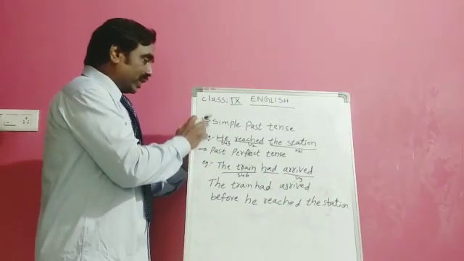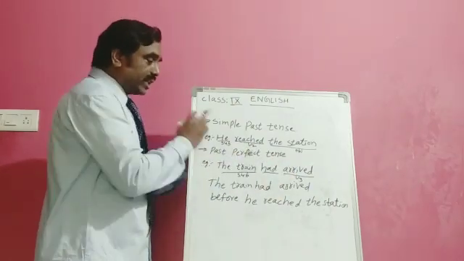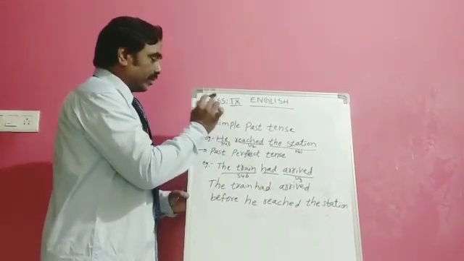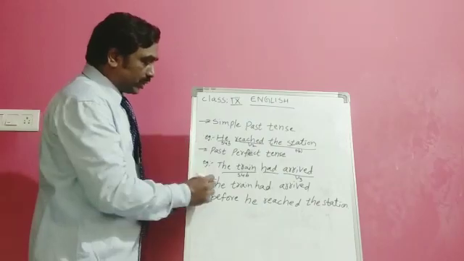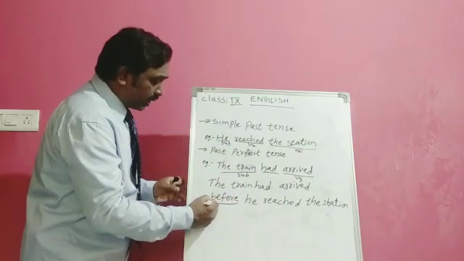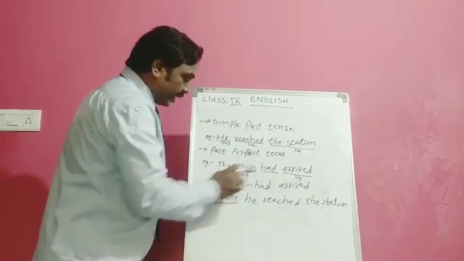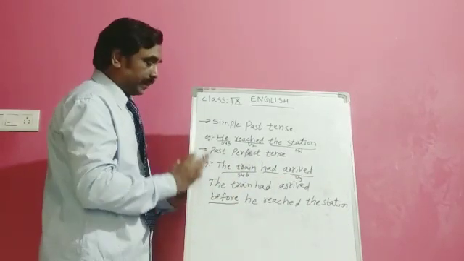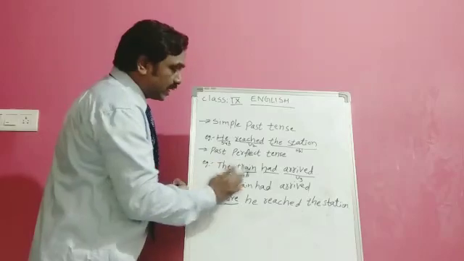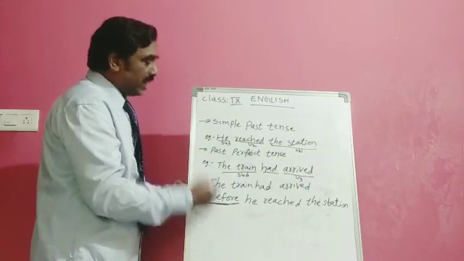There were two actions. In the first he reached the station, and in the second the train had arrived. In these two sentences, which happened first? The train had arrived first, and only then he reached the station. So the train had arrived before he reached the station. Here we use the word 'before'. The train had arrived is written in the past perfect tense because it happened before the other action. He reached the station. Before that what happened? The train had arrived. So these two sentences are connected by 'before'.